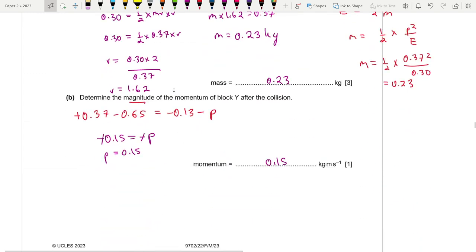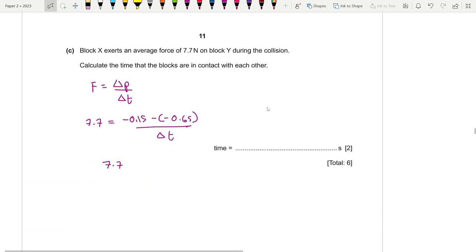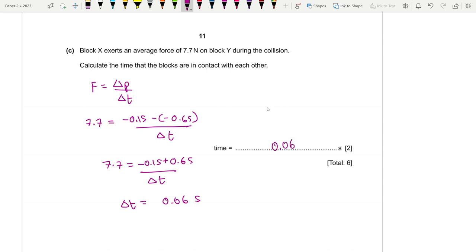So initially it was 0.65 and finally it became minus 0.15. So we can do it this way. 7.7 is equal to final momentum minus 0.15 minus the initial momentum, which was minus 0.65, divided by del T. So 7.7 is equal to minus 0.15 plus 0.65 divided by del T. And then del T gives you a value of 0.065 to 2SF. It's 0.0649, which is rounded off to 0.065 to two significant figures. Okay, see if that makes sense.